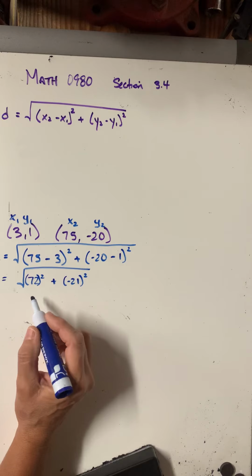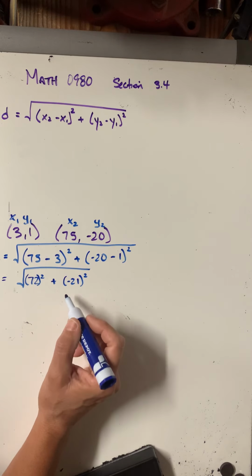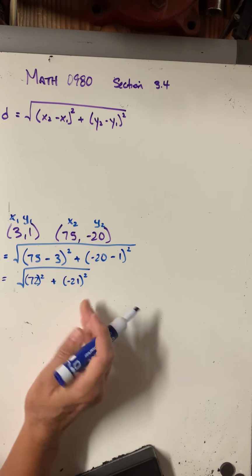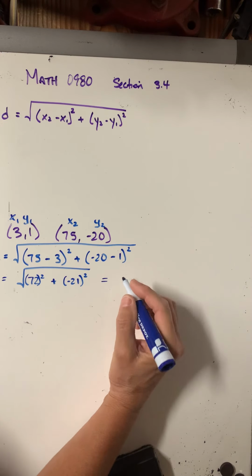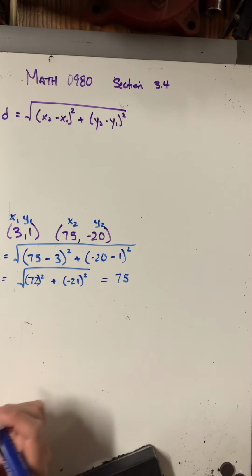Okay, I can do this on my calculator. 72 squared, get an answer. Negative 21 squared, get an answer. Add those together and then take the square root. And for this question, my answer ends up being 75.